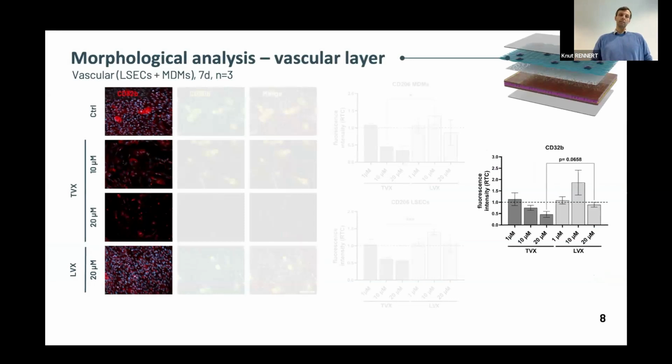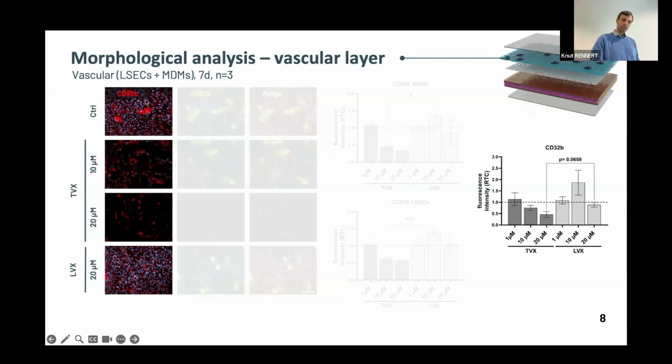The first analysis we did was regarding the marker expression and the morphology of our liver chip. We started with the vascular side. Here we looked at the marker expression of the liver sinusoidal endothelial cells. CD32B is one of these markers. We analyzed how increasing concentrations of trovafloxacin affect the expression of this marker, and as a control, levofloxacin was also analyzed.